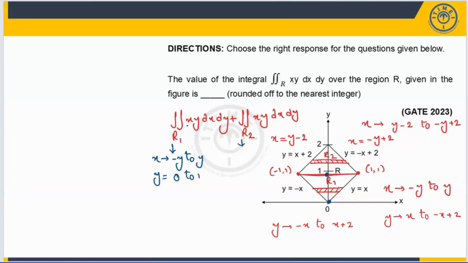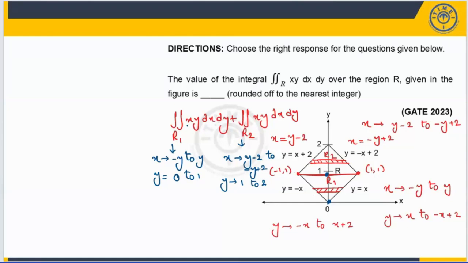And for R2, how is x varying? x is varying from y minus 2 to negative y plus 2, and y is varying from 1 to 2. Now you have to integrate this. Okay, with these limits you have to integrate it. Or there is one more option. As the region is symmetric, whatever the region is below, the same region is above. But the curves are getting changed. So what you do is you go with the vertical. Even with this, you can get it.